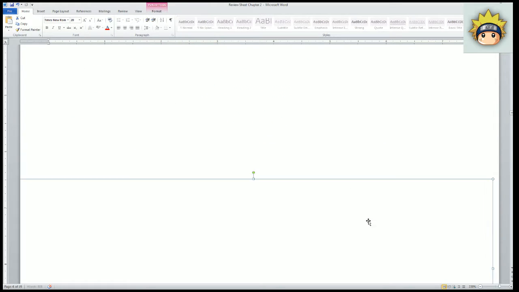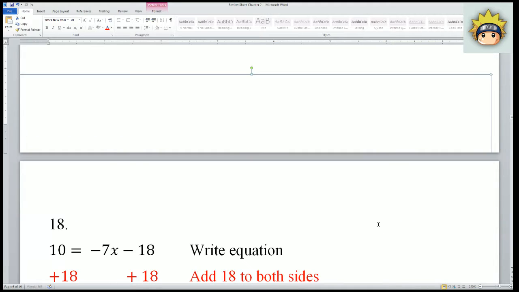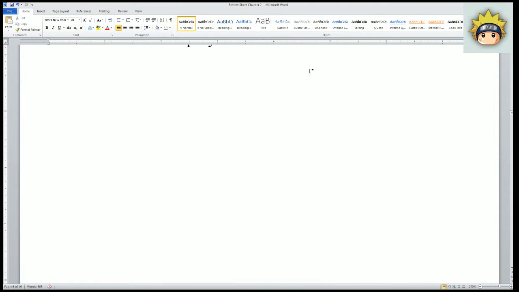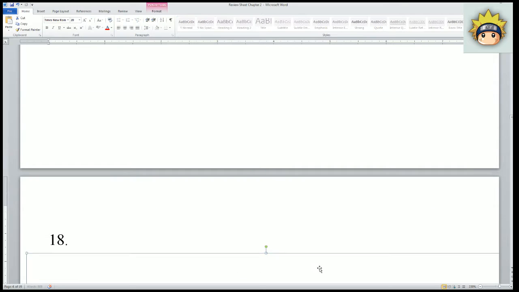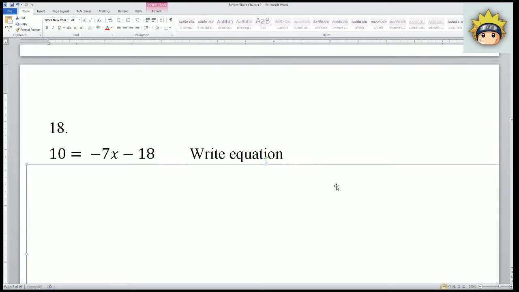The next one we have, where is the next one? The next one's down. Oops, sorry. The next one is down here. Okay. We have 18. 18 is 10 equals negative 7x minus 18.